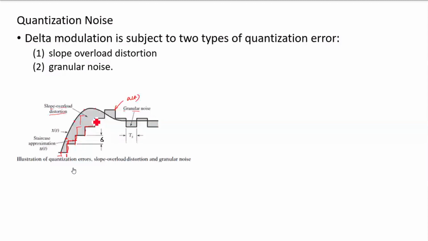Here, are you able to make out the pointer, Ayush? Yes, sir. If I increase the step size here, I can easily remove the slope overload distortion. But if I continue with the same step size here, what will happen? The granular noise will increase. Granular noise will increase, right?